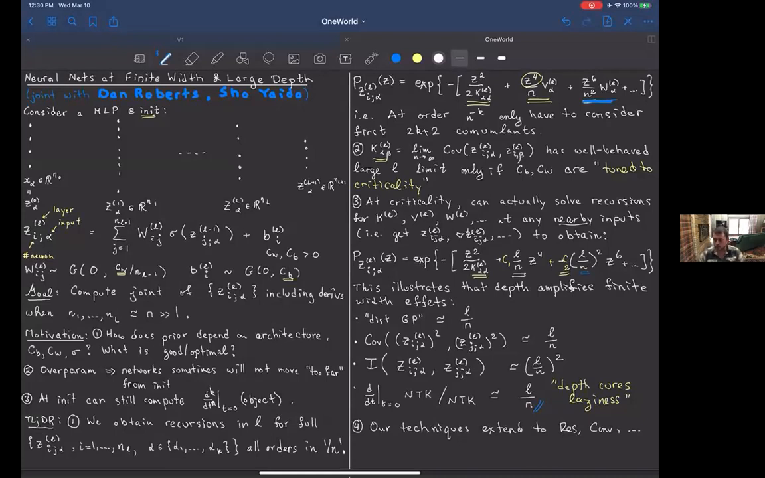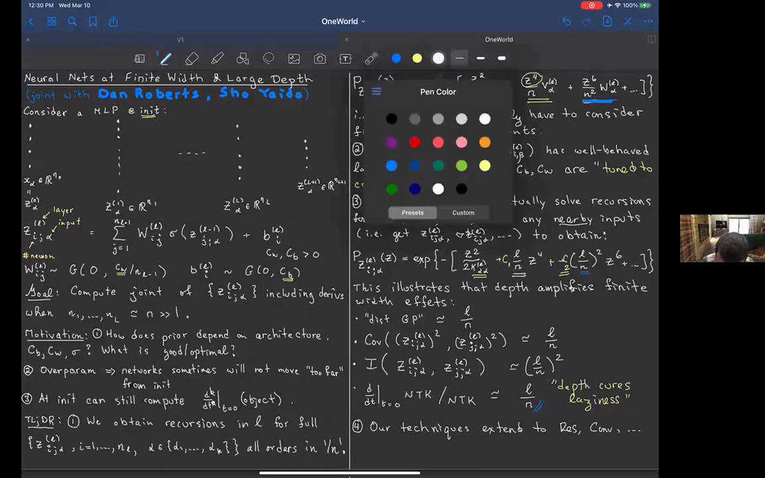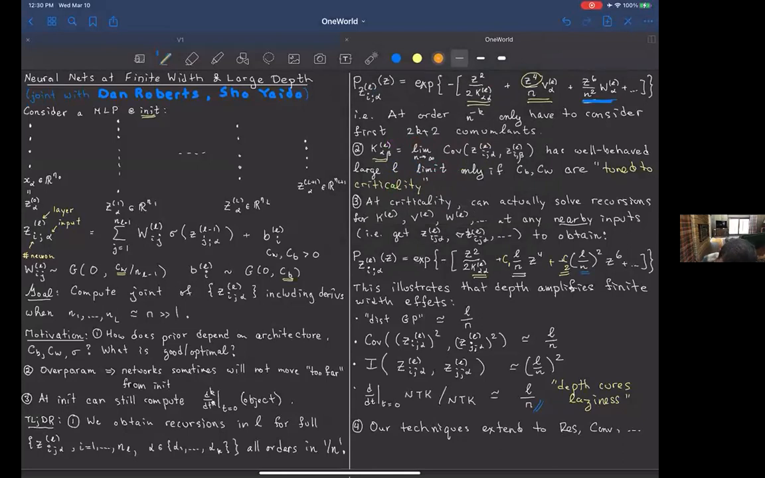Yeah, let me say this again. It's a good question. The question is, I've been writing everything here for a single input because I've been a little bit lazy, and the answer is the following. Let me just circle this key thing. One thing we can do is actually solve these equations, these recursions, and get the same conclusions, to answer your question, if you have any collection of nearby inputs.